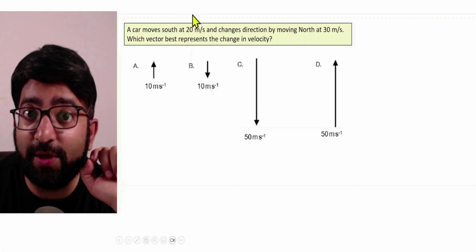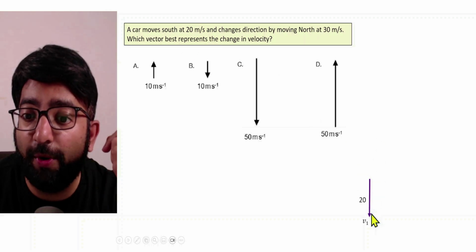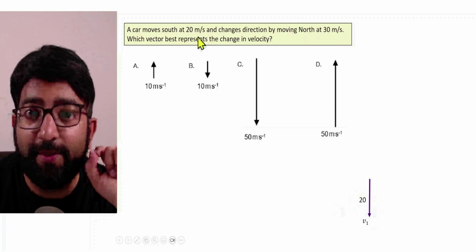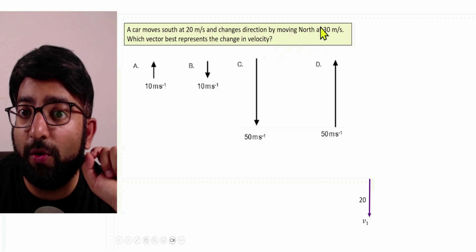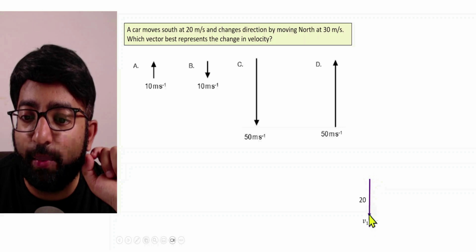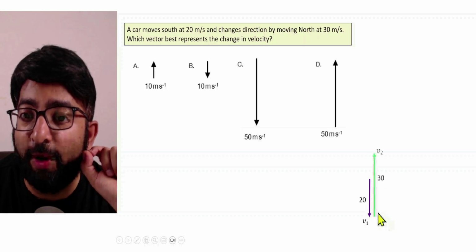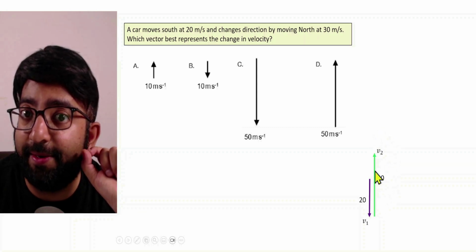So the car is moving south at 20 meters per second. So over here, I have drawn a downward arrow, which is V1, whose magnitude is 20 meters per second. And then it is mentioned in the question that the car changes direction by moving north at 30 meters per second. So the car starts at this point, and when it reaches this point, this is where the direction is changed, and we can draw another arrow but going upward. So that will be V2, whose magnitude is 30.